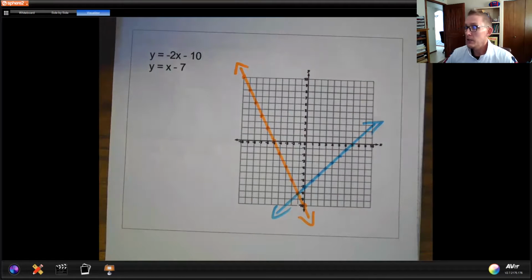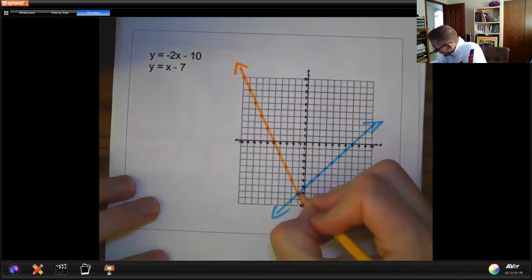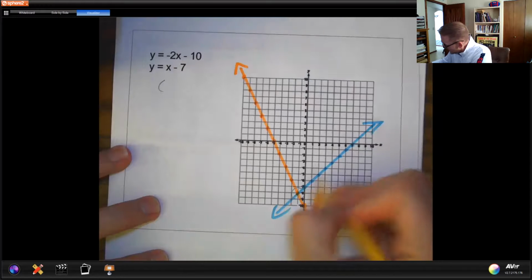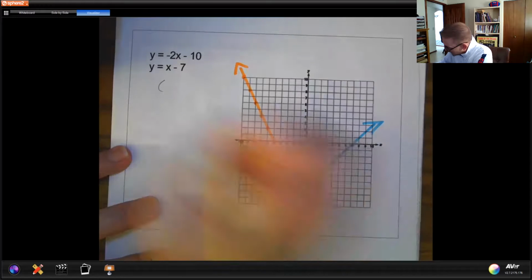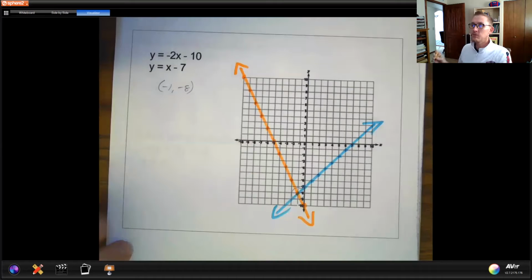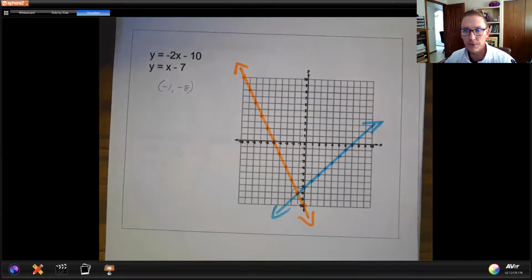And if we look at our answer there, we're going to go ahead and say, okay, our point of intersection is right here. And so the solution to this system is negative 1, comma, negative 8. And so we've got negative 1, negative 8 for our solution to that system. So again, a review of graphing.